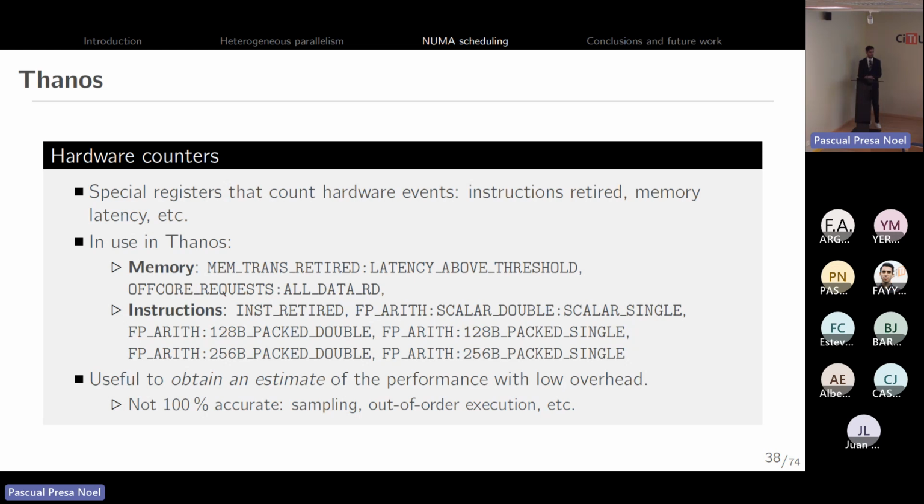We should note that even though these hardware counters are very useful to obtain an estimate of the performance of the system with low overhead, they are not 100% accurate, and we should not trust their values blindly, because the results can be affected, for example, by the sampling method or out of order execution or other phenomena in the system.